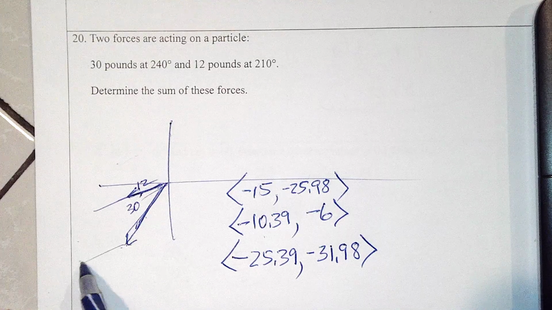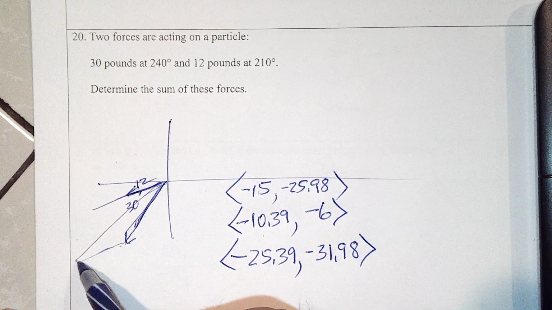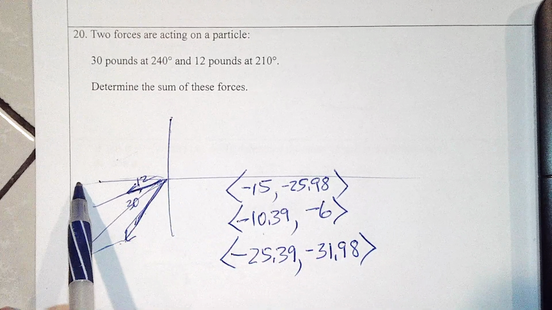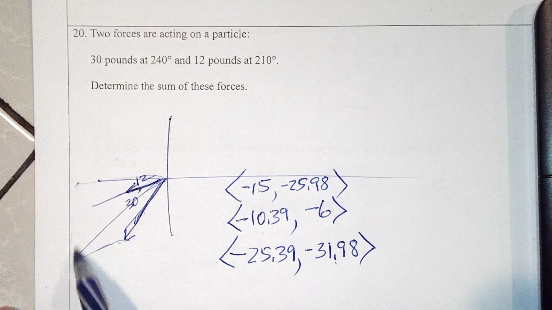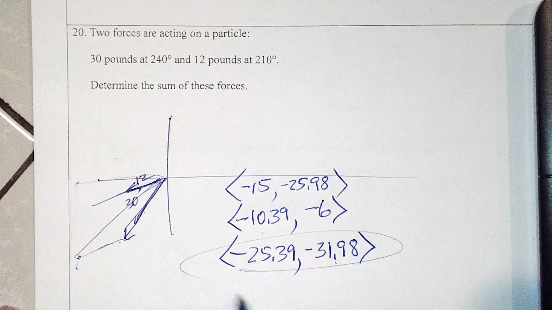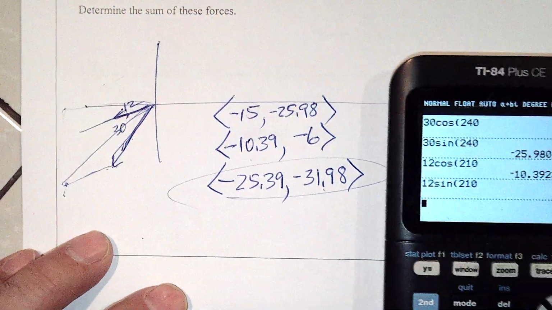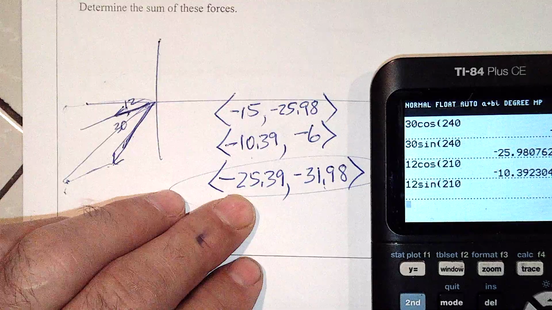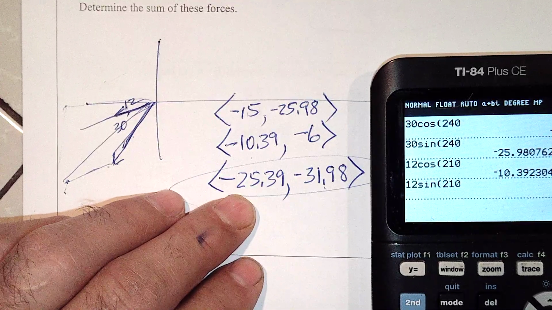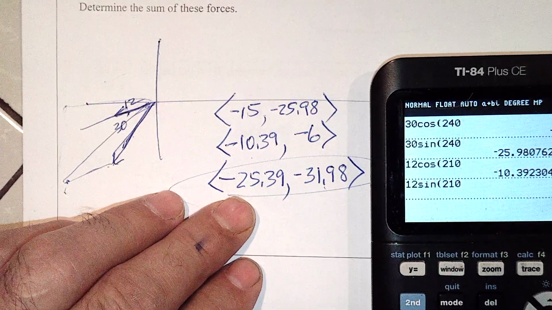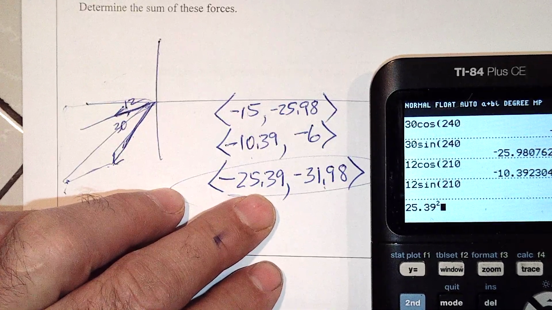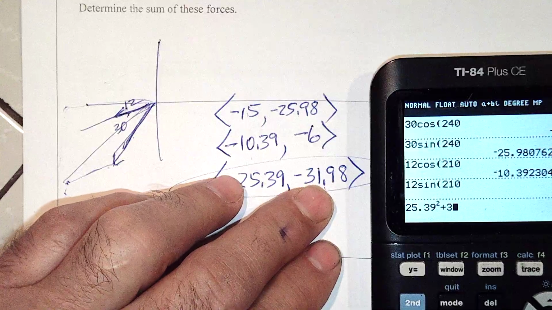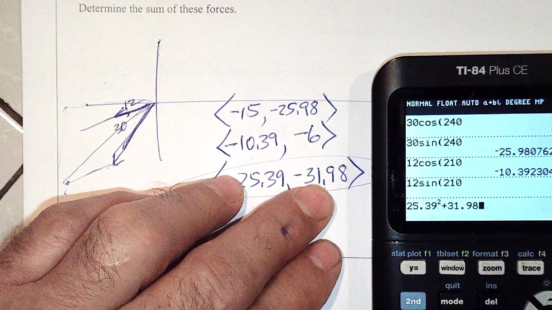So this would take it. We're supposed to get something that goes out here, so it should be quite a bit negative there and down quite a bit this way. And that's what it's giving us. And I can change it back. Let's just do this one. So I got to go 25.39 squared plus 31.98 squared.